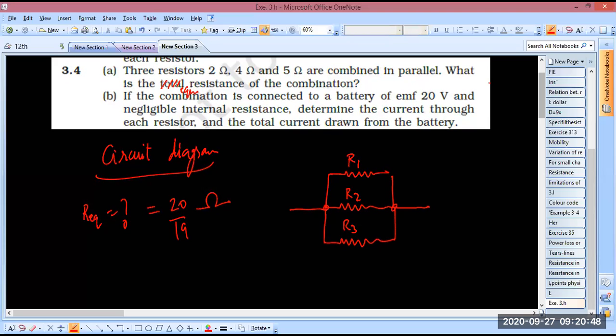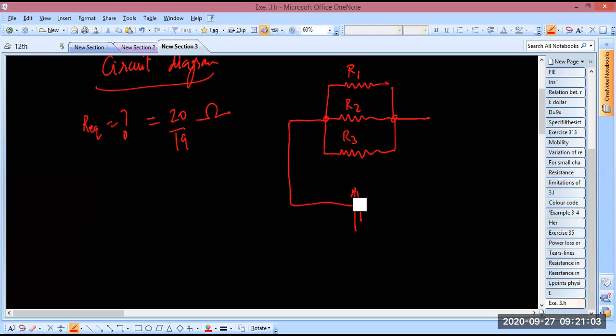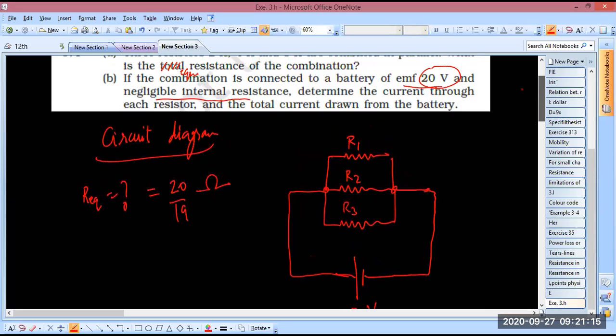Now, if the combination is connected to a battery of 20 volt, again same thing, EMF 20 volt, negligible, you ignore all that, just focus on this. Right? So here we are connecting it with a battery of 20 volt. All right? So now, what is the current drawn through or current through each resistor?